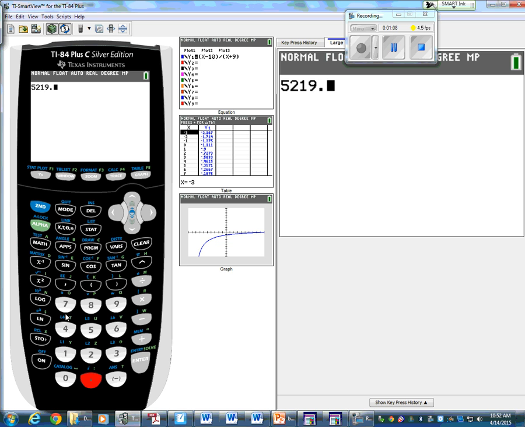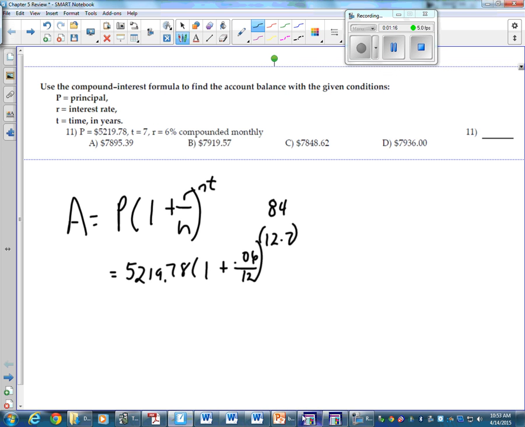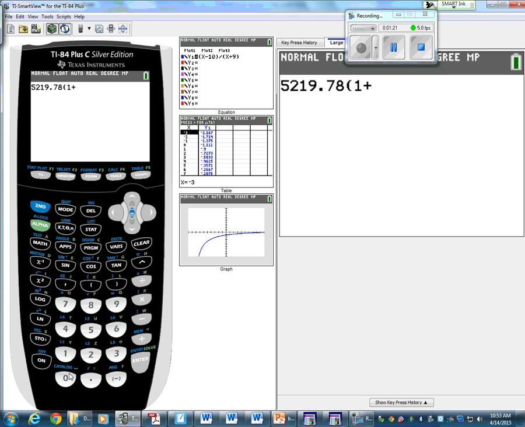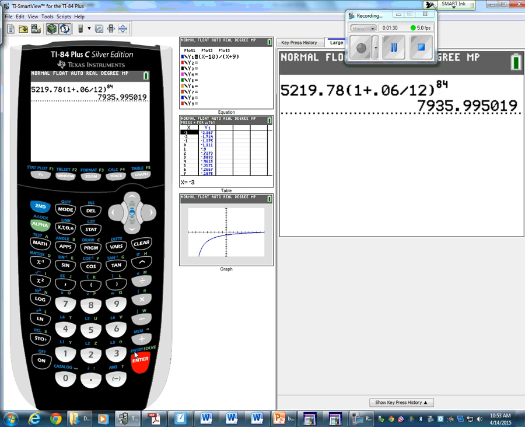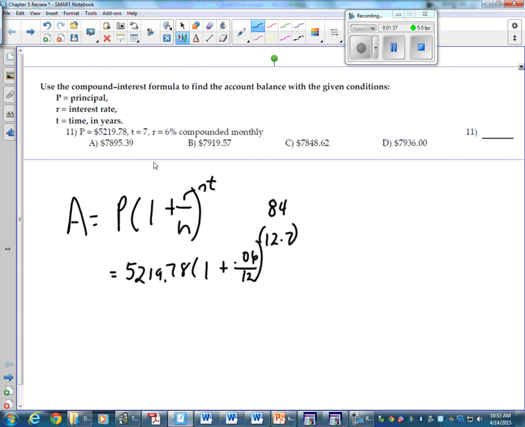So here's my calculator: 5,219.78 times 1 plus 0.06 divided by 12, to the 84th power. And I get 7,900, looks like it rounds to $7,936, which is D. So my answer here would be D. So just plugging into that equation and evaluating.